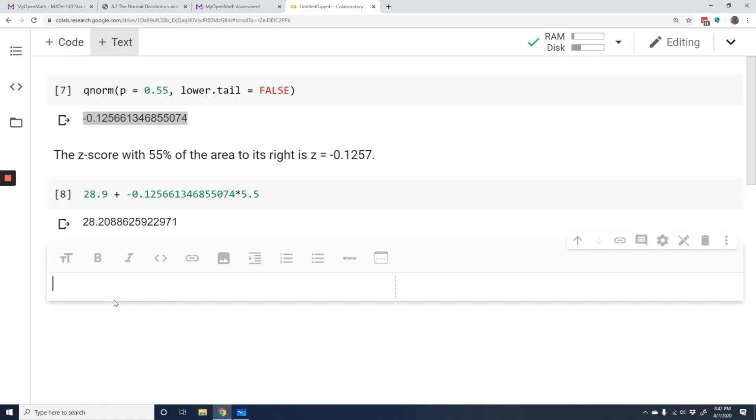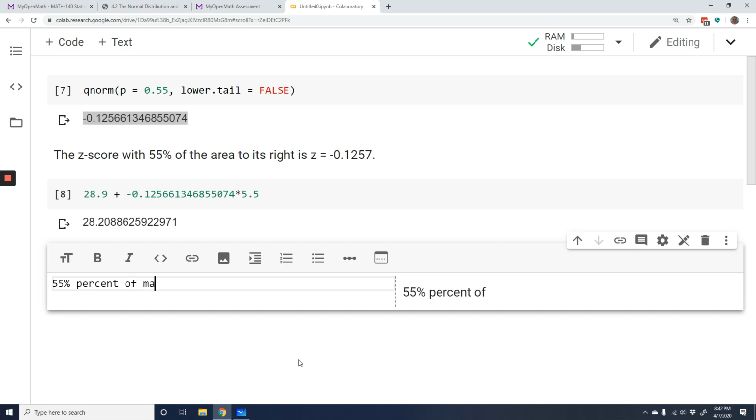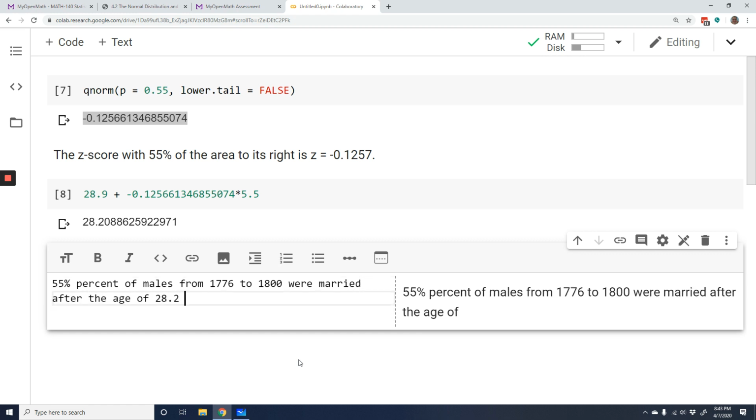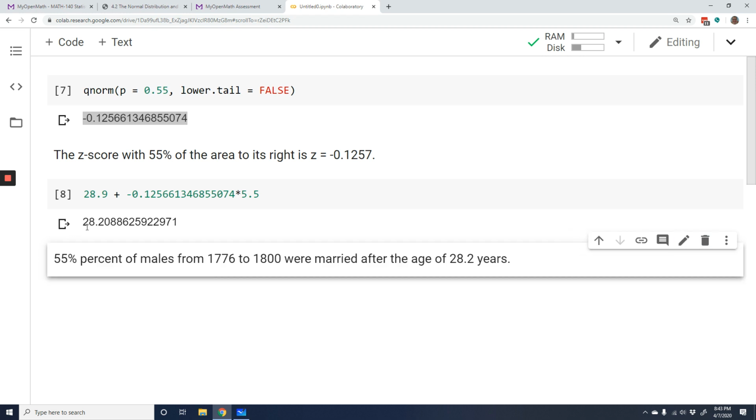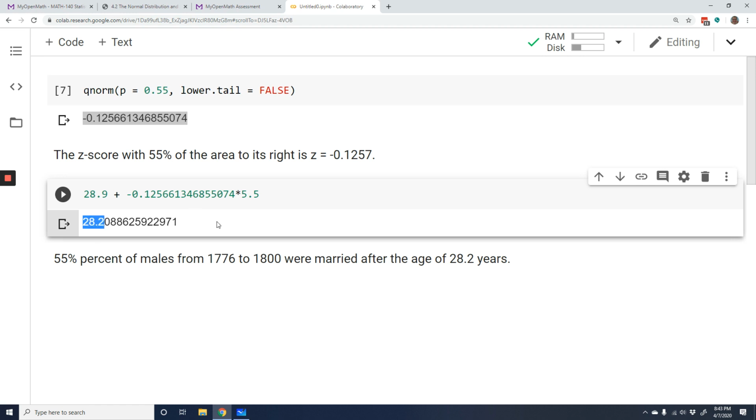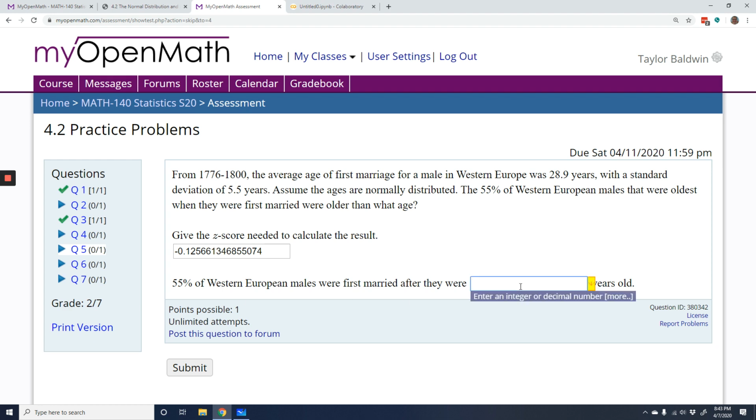So what do we conclude? 55% of males from 1776 to 1800 were married after the age of 28.2 years. That's where I got the 28.2 right here. So let's copy it, throw it into MyOpenMath, submit, and we have it.